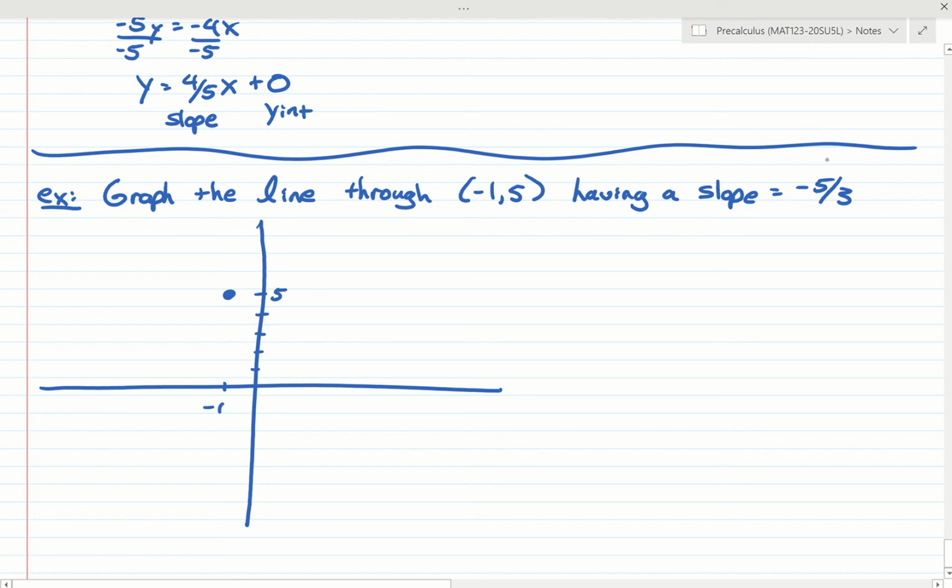So the top number is negative, we're going to go down. Bottom number is positive, so we go to the right. So from that point, -1, 5, I'm going to go down 5. 1, 2, 3, 4, 5, and to the right 3. 1, 2, 3.